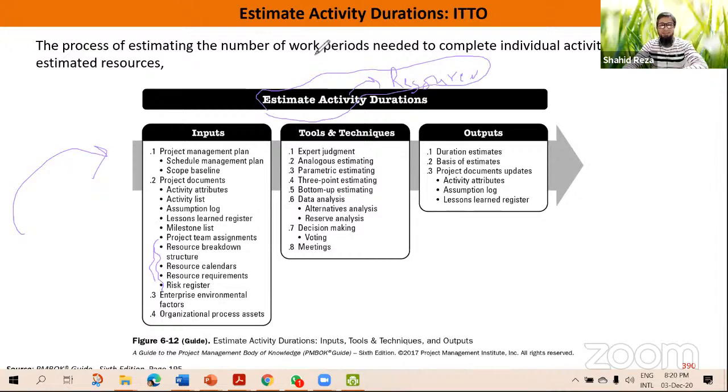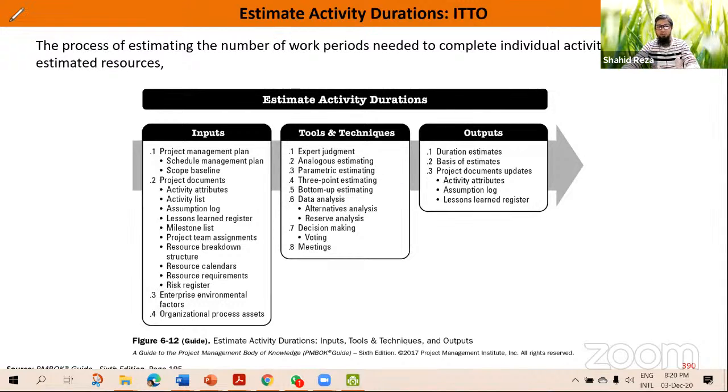All right. Okay, so these are the inputs. Now, what are the tools? I will talk about four or five new tools here, and from each tool, you may get one question in the exam. So we need to understand what each tool and technique means.